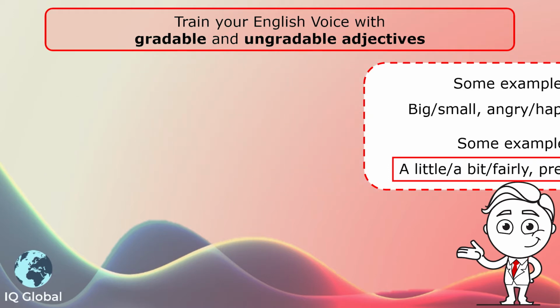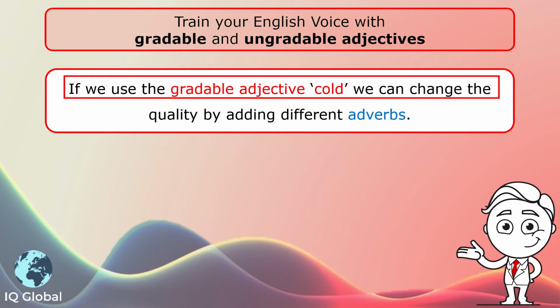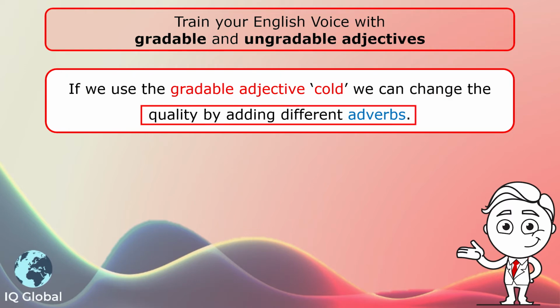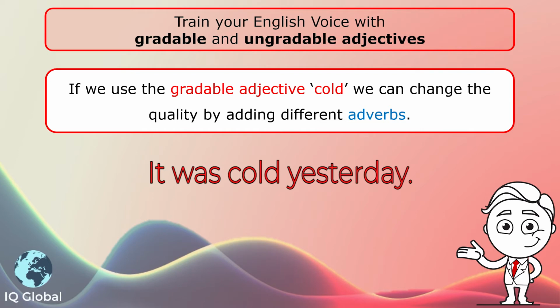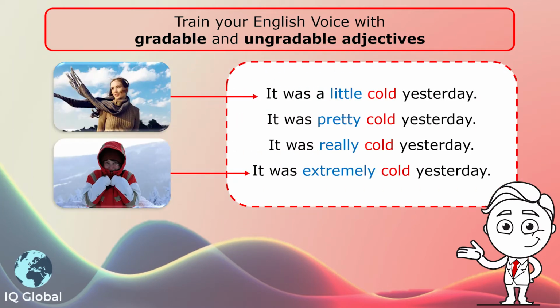So let's look at some examples of this now. If we use the gradable adjective cold, we can change the quality of that adjective by adding different adverbs before it. For example, it was cold yesterday. Let's change that adjective cold by adding different adverbs. Let's change the quality of it.